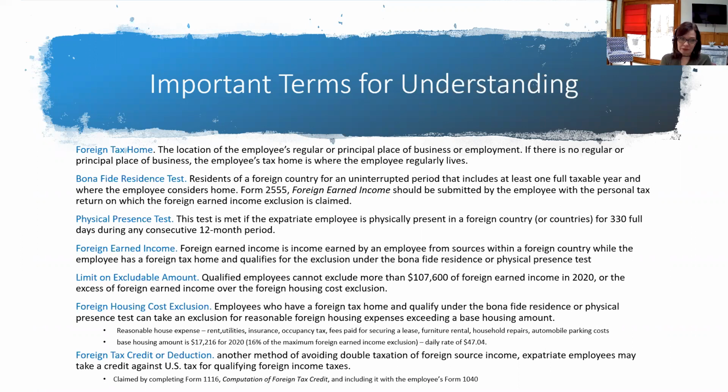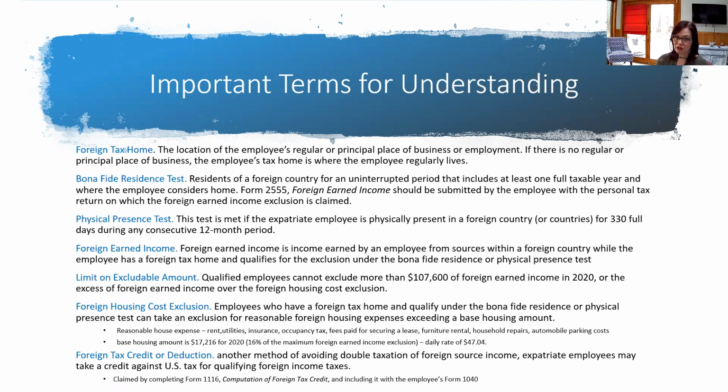Limit on the excludable amount. Qualified employees cannot exclude more than $107,600 of foreign earned income for 2020, or the excess of foreign earned income over the foreign housing cost exclusion. The foreign housing cost exclusion: employees who have a foreign tax home and qualify under the bona fide residence or physical presence test can take an exclusion for reasonable foreign housing expenses exceeding a base housing amount. The reasonable housing expenses, some examples are rent, utilities, insurance, occupation tax, fees paid for securing a lease, furniture rental, household repairs, automobile parking costs.